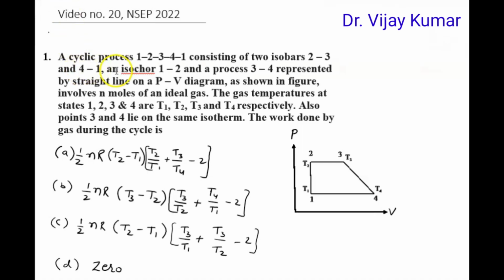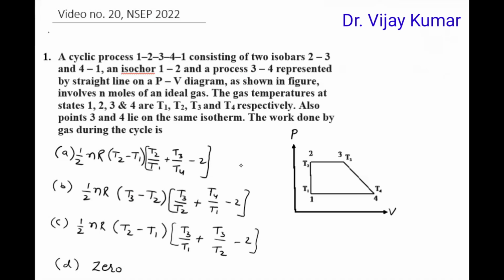A cyclic process 1 to 2, 2 to 3, 3 to 4, 4 to 1 we can see in the figure, consisting of two isobars 2 to 3 and 4 to 1 and an isochore 1 to 2, and a process 3 to 4 represented by a straight line on a PV diagram. This is a PV diagram. It involves n molecules of an ideal gas.